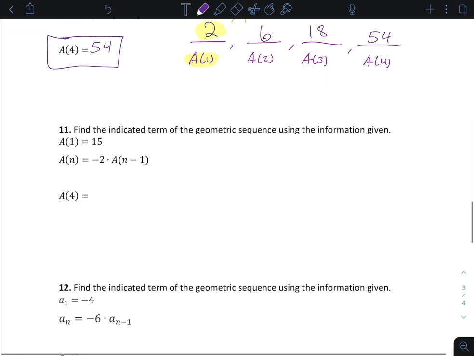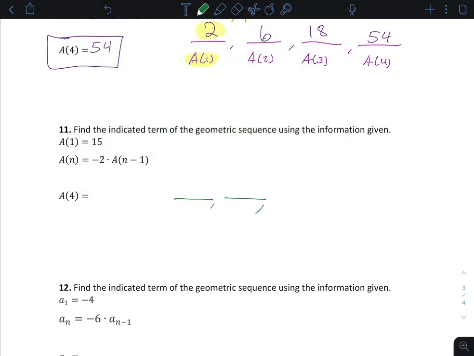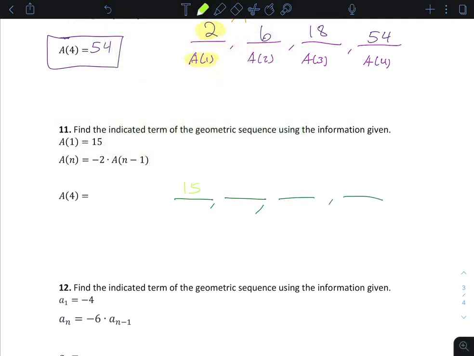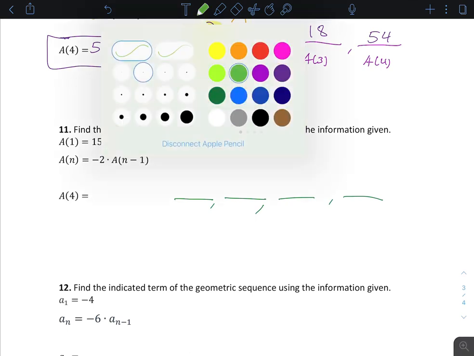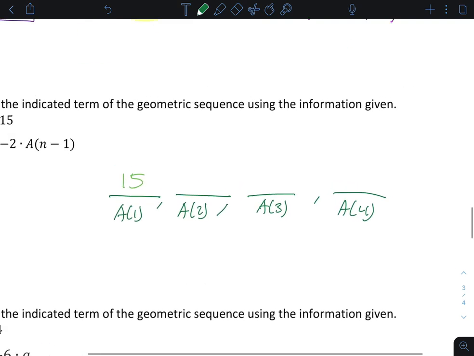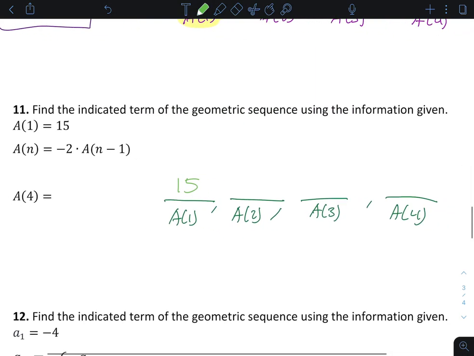So let's try another one. Try number 11. We're going to find the same thing. We're trying to find A of 4. So they give us our first term, which in this case is 15. Let me go ahead and write out my A1, A2, A3, and A4. Cool. So they give us our A1 already, which in this case is 15.